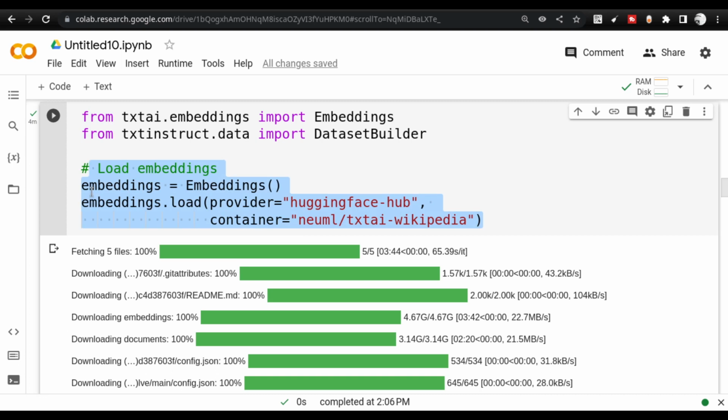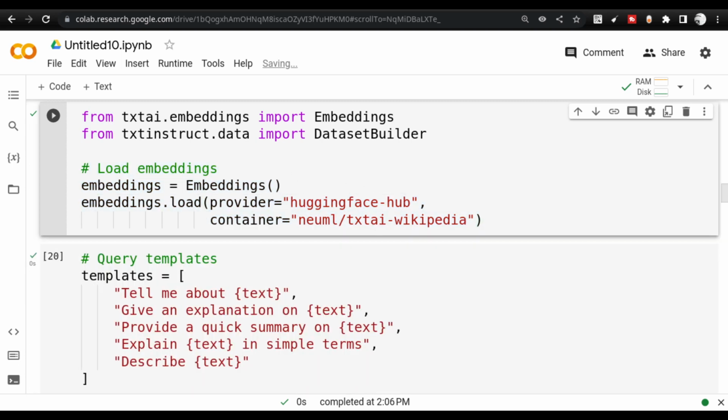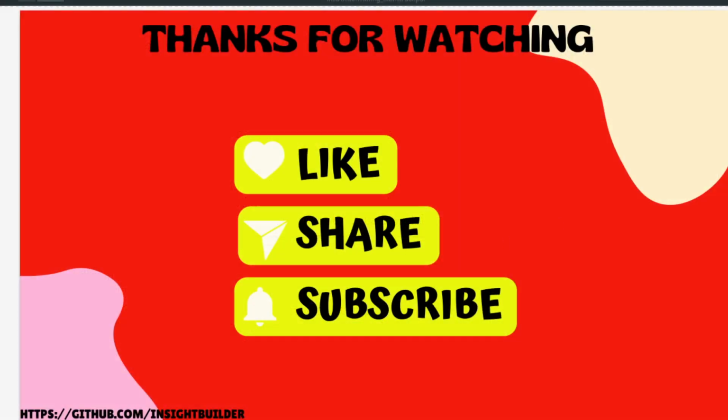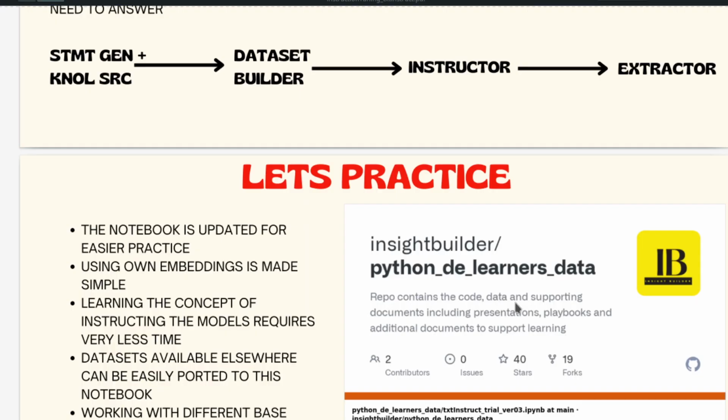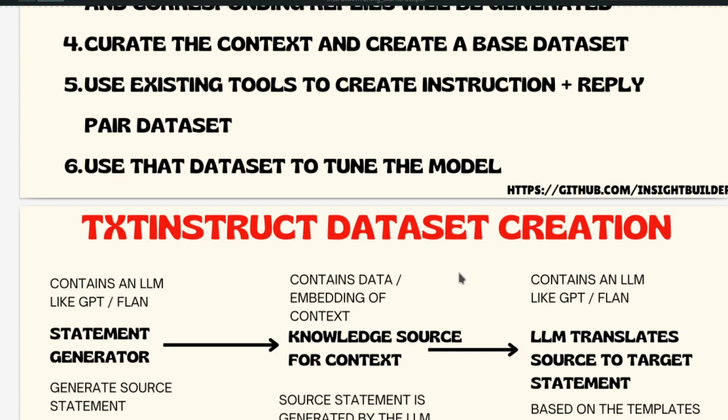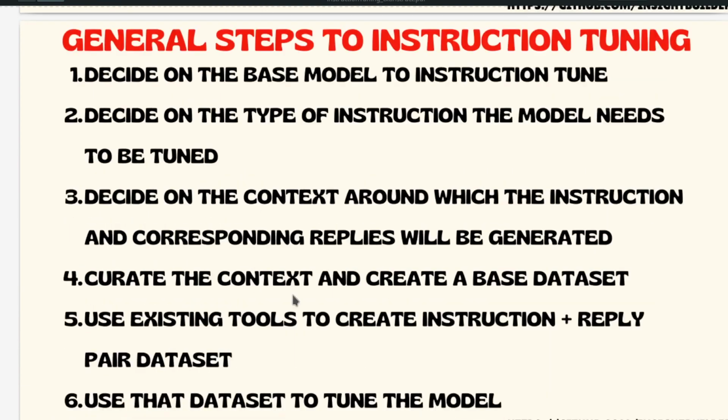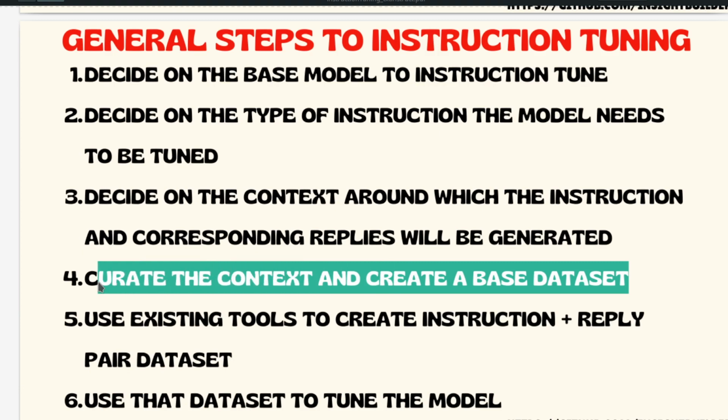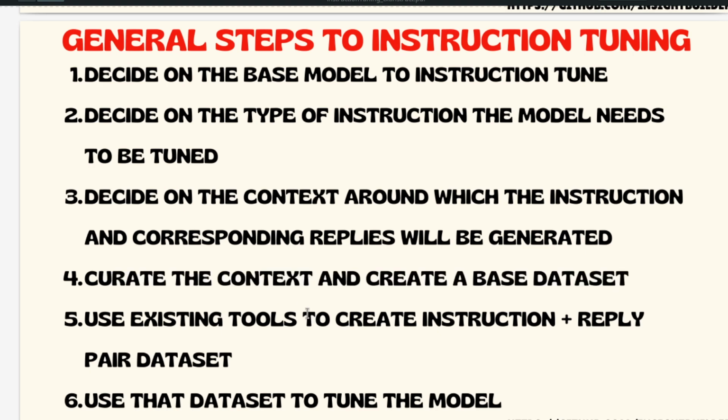To be honest, I got completely confused because, let me go to the presentation for a moment. In the presentation, I claim that we need to curate the context and create a base data set, right? I provide this particular step, but in the example, I'm not talking about a data set, I'm talking about embeddings. How did that even come? And why are the embeddings there?